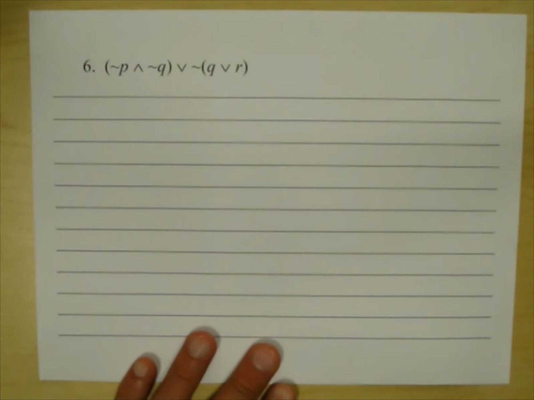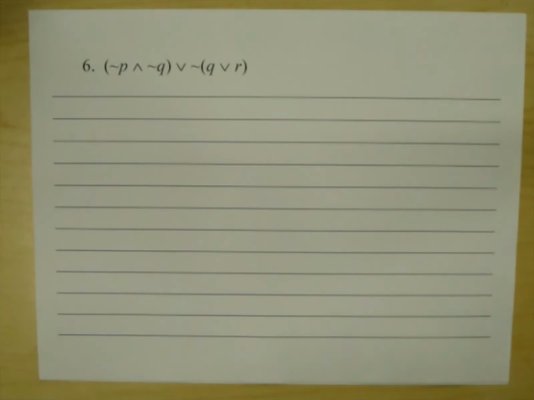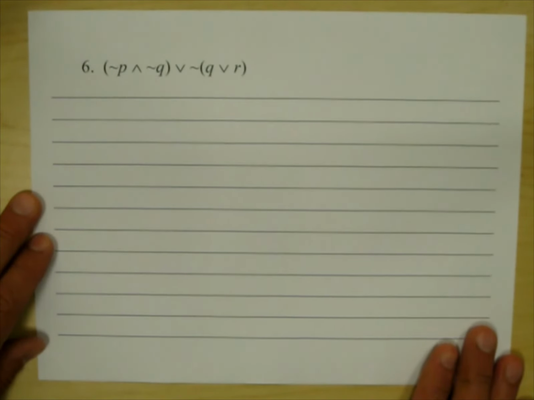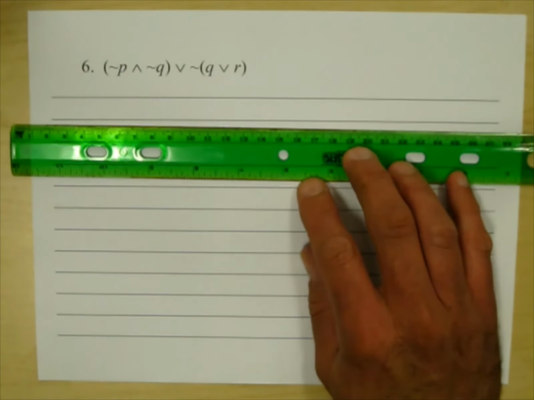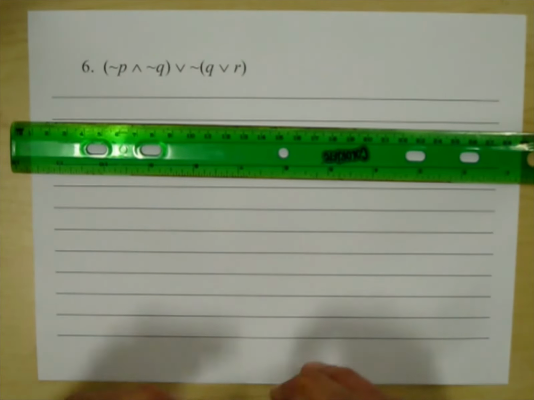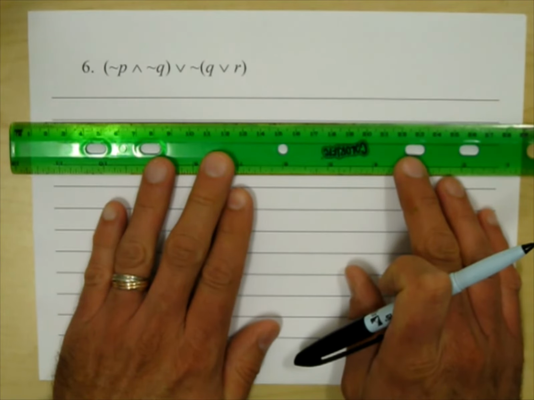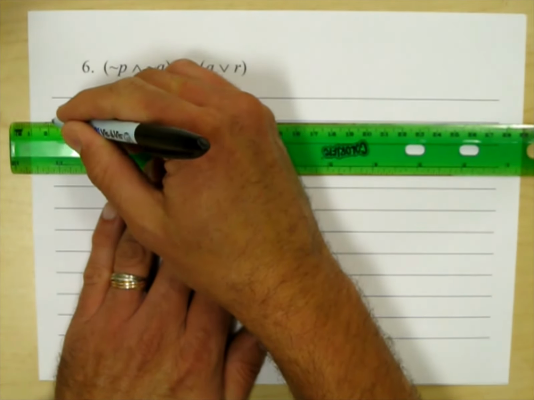So problem number 6 is our last problem that we're going to do in this section. Go ahead and construct a truth table for this very complicated statement.